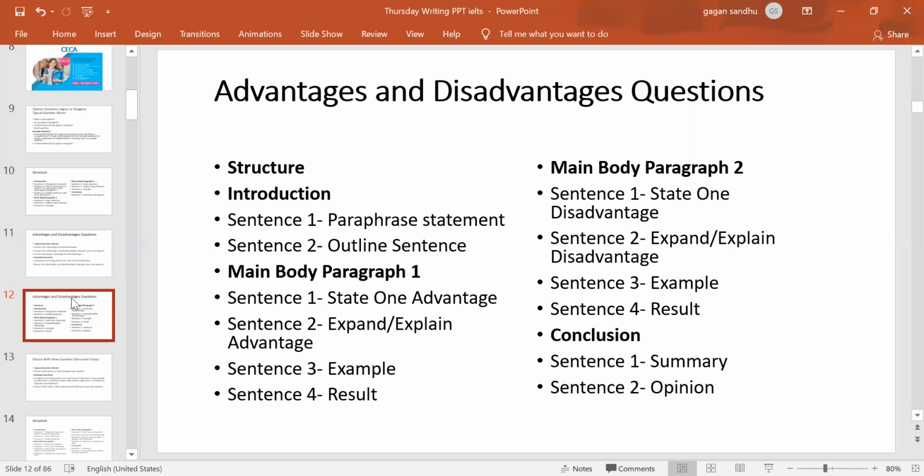So the structure here is this. Take a screenshot of every structure I'm sharing with you. It says the introduction. The introduction will have two sentences. Now you see there is no thesis sentence here. You write the first sentence paraphrasing the statement, and the second sentence is the outlining sentence.